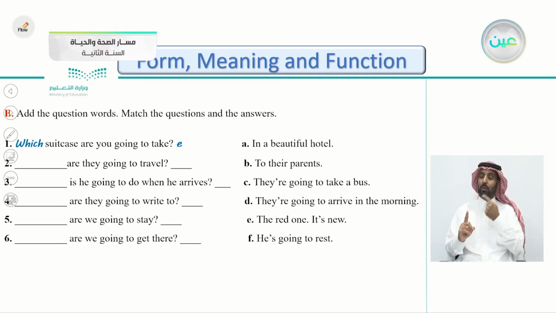So the second one, are they going to travel? Do we put what, where, when, how? Yes, very good. How are they going to travel? So we're asking what vehicle are they going to use. We say, how are they going to travel? So, can you guess the answer? Very good, it's C. They're going to take a bus. So once you read the word bus here, you know that this is the answer. How are they going to travel? They're going to take the bus.